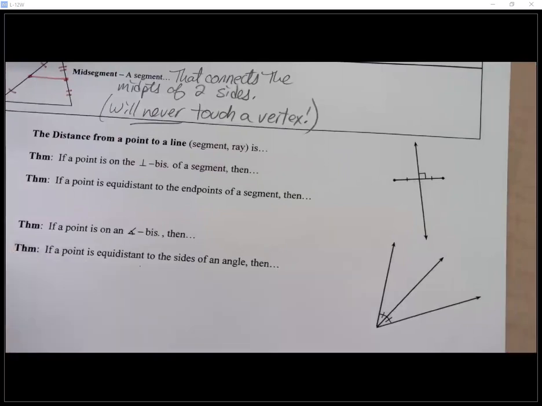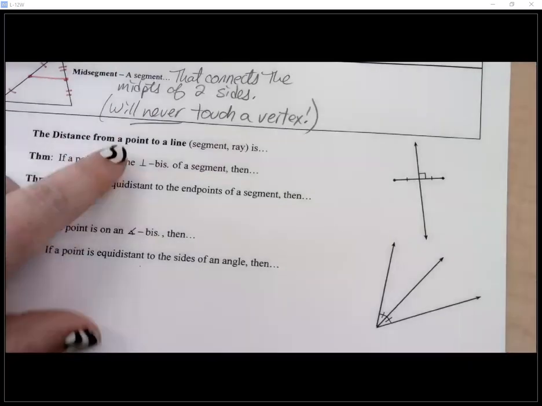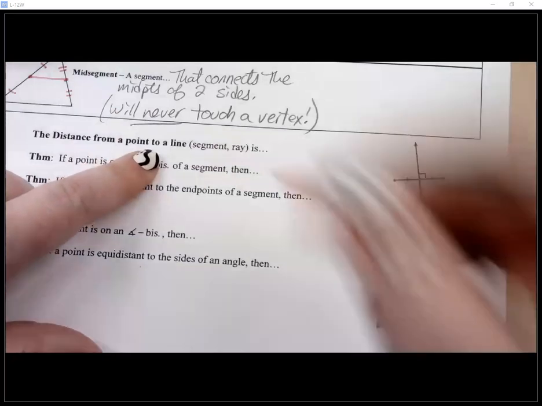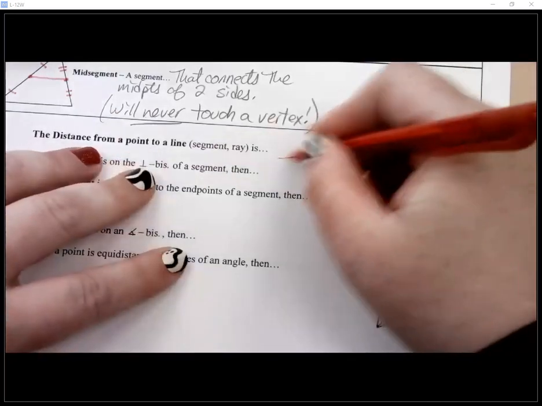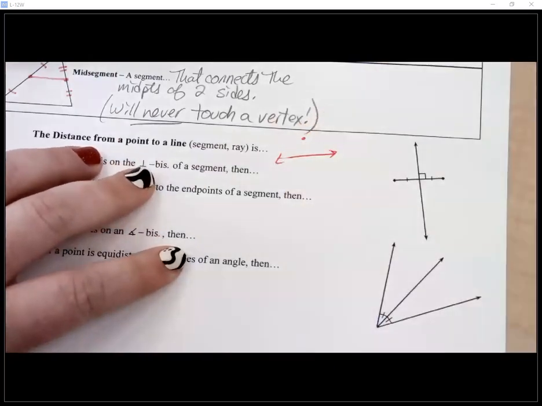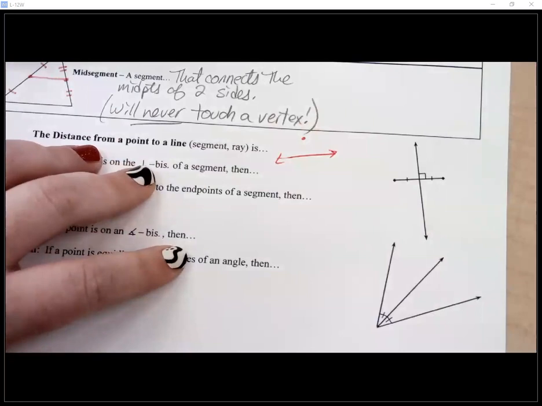So first of all, the distance from a point to a line. Let's just say I have a line and I have a point that's not on that line. If I said, hey, how far is that point away from that line? How do you think you would measure that? How do you measure that distance? Anybody have a thought?